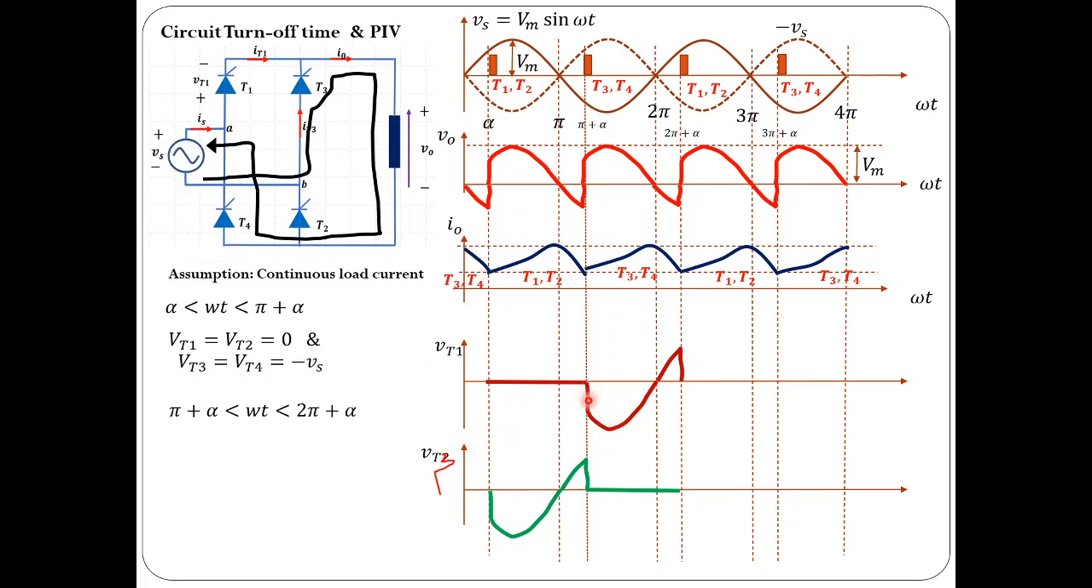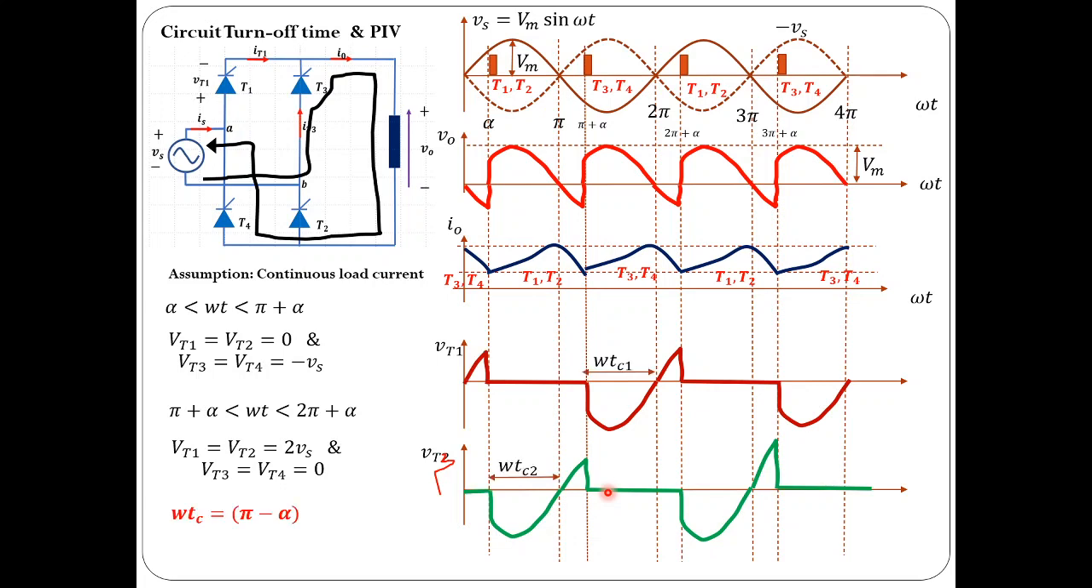The voltage across VT1 is the same as VAB. So see here, from pi plus alpha to 2 pi plus alpha, VAB is the voltage across T1 and T2, and T3 and T4 have 0 voltage. This is the voltage waveform for the voltage across thyristor 1 and thyristor 3 respectively from alpha to 2 pi plus alpha, for a complete 2 pi radians. The same thing would repeat for the remaining cycles also.